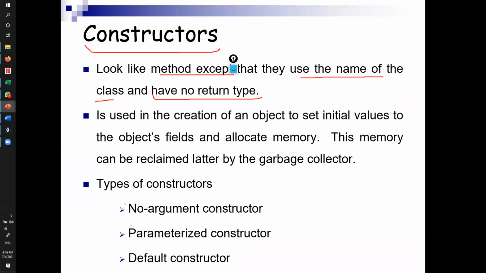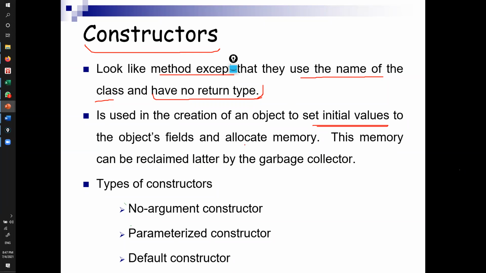So there is no return type, and also it has the same name as the class name. So the constructors are very important because we use them when we create objects and we want to set some initial values. By the time you create an object like a student, you need to initialize it with some values.